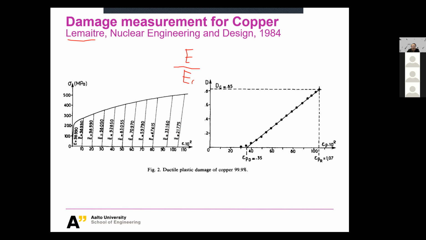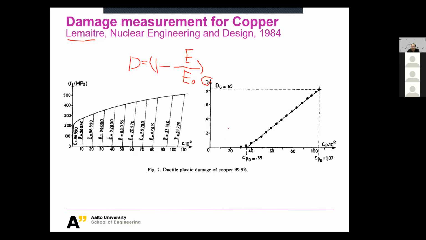Sorry, that was bad writing. This is the remaining strength, and you use 1 minus that, and this is the loss, and he defined this as damage. So this is the so-called D. And then he made a plot of D over local strain.